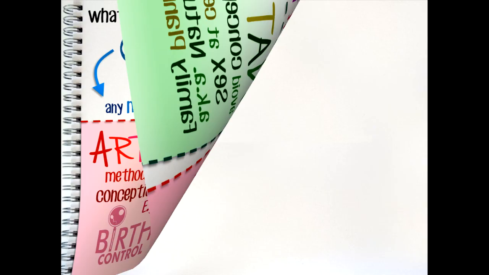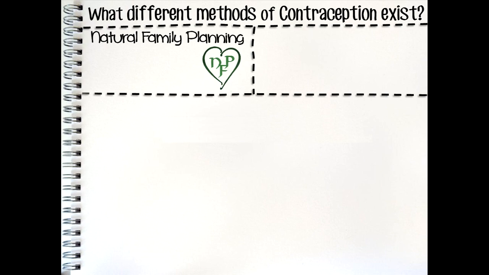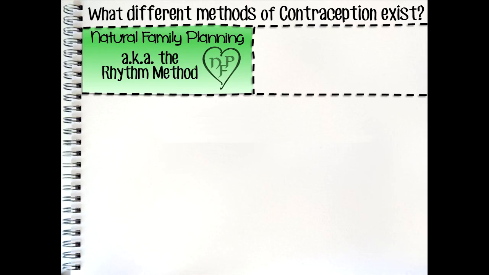What different methods of contraception exist? Firstly, I'll begin with the one method I've already mentioned, natural family planning. Natural family planning, which is sometimes referred to as the rhythm method, uses the woman's menstrual cycle to help a couple avoid sex during the time of ovulation and thus reduce the chances of pregnancy.